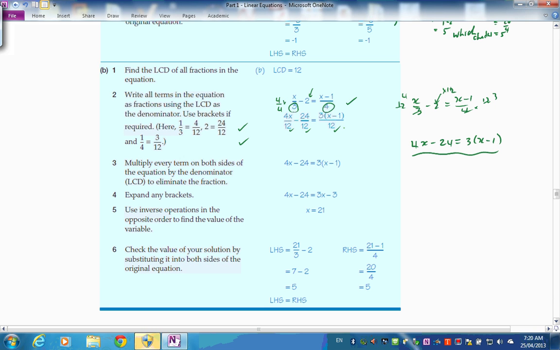So you could actually change all the denominators to 12s by doing that and then coming to that and getting that answer. Okay, well, choose your method. I think this method, multiplying each term by the lowest common denominator, is a little bit easier overall to use.